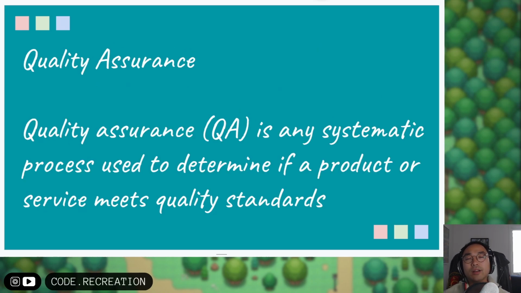And this entire field is called quality assurance. Quality assurance, or QA, is any systematic process used to determine if a product or service meets the quality standards. And this is most often a very important department in any programming, developing, engineering firm.